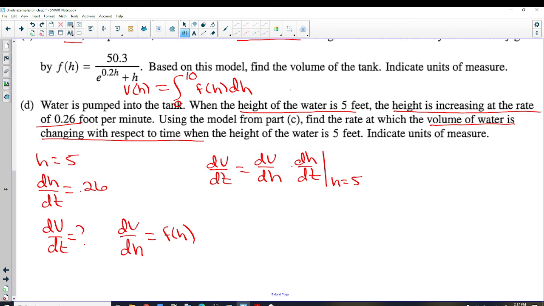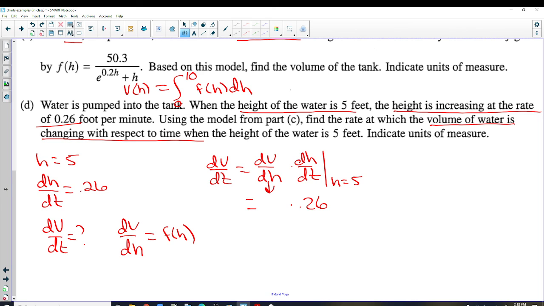So now I need, what's dV? Oh, I have dh dt. It's times 0.26. How are we going to get dV dh? We plug it in for f. So you plug 5 in for f, multiply it times 0.26, you got it. That's a rough one. That really is. I'm not going to pretend it isn't.